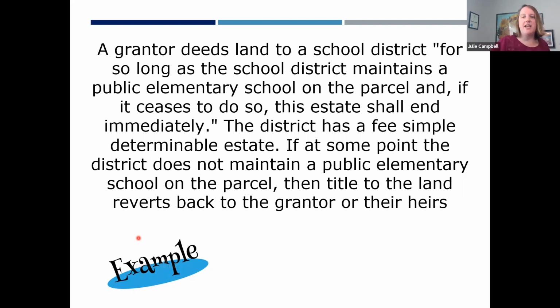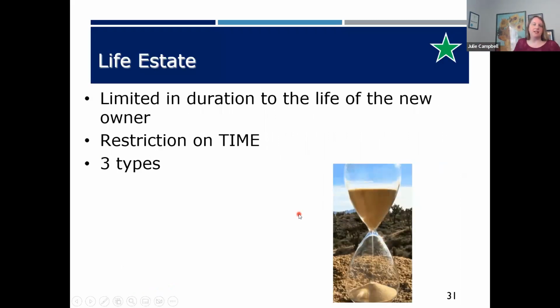Another type of estate is a life estate. Life estates have a restriction on time. You can use the property however you want, but you're limited to how long you can use the property. These are often referred to as partial life estates. There are three types of life estates, three types of estates that have a restriction on time.